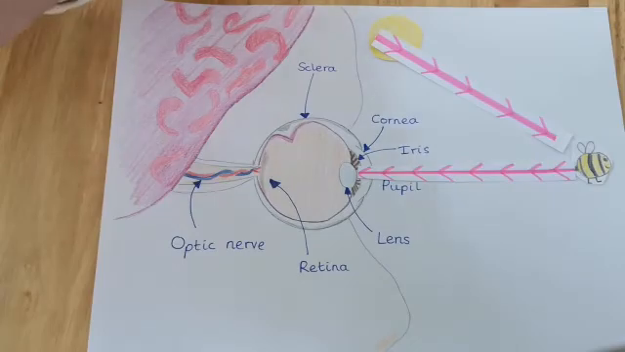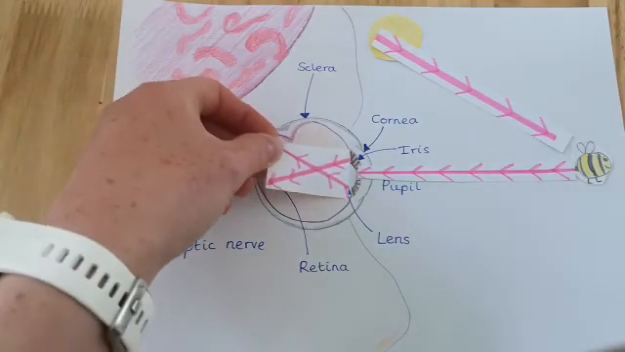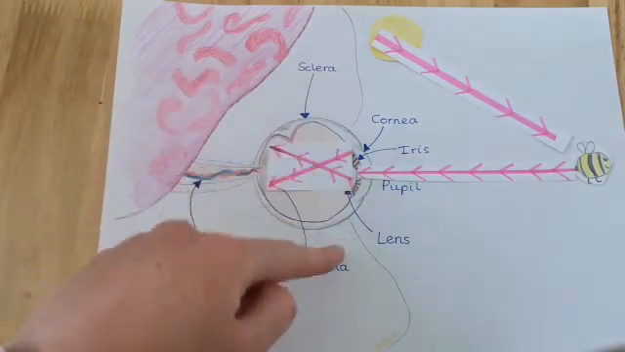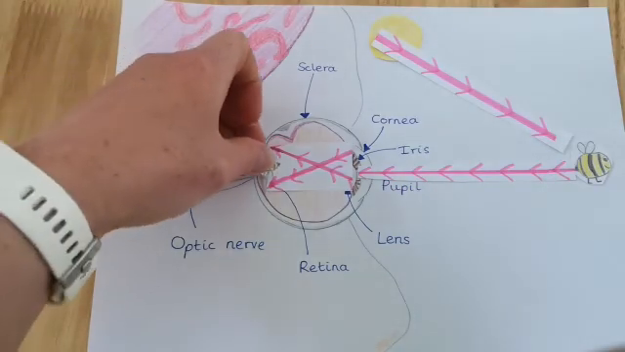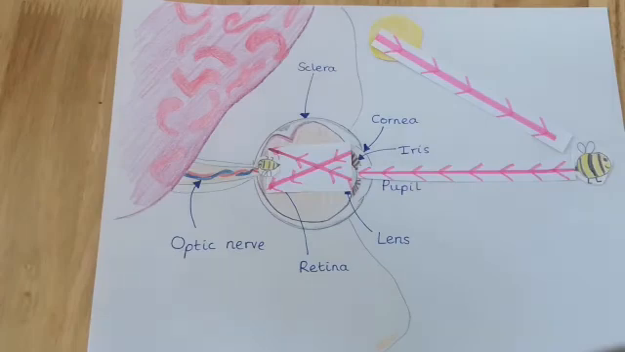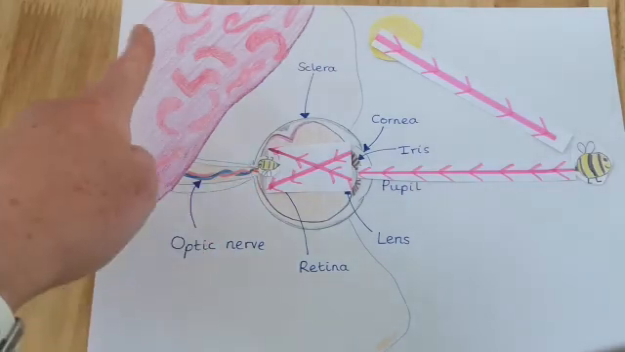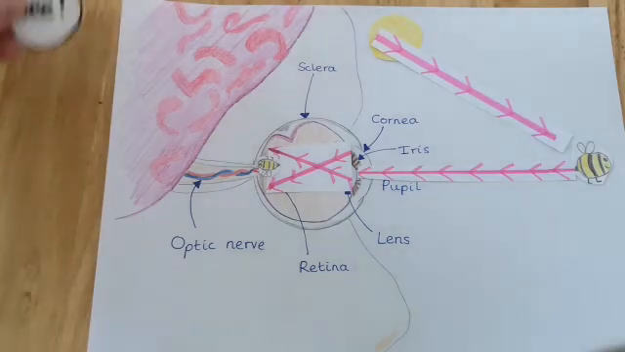And when light travels through our lens in our eyes, it refracts the light. So the actual image that is projected onto our retina is actually upside down. Then our optic nerve sends messages to our brains, and our brains are able to make sense of what we can see.